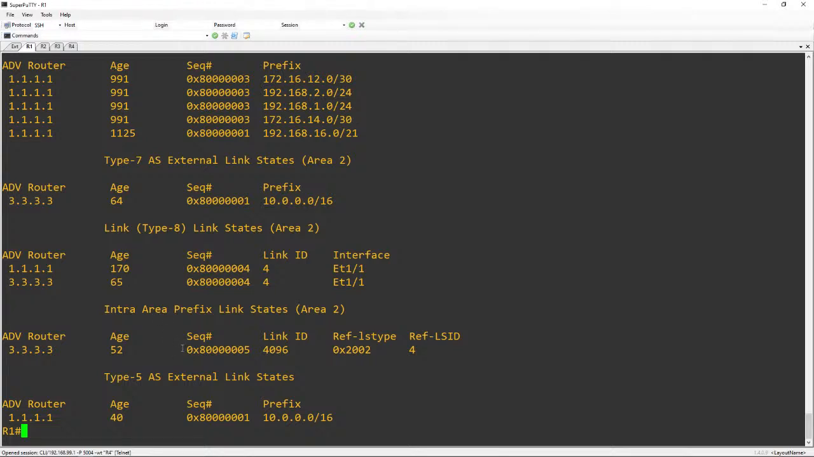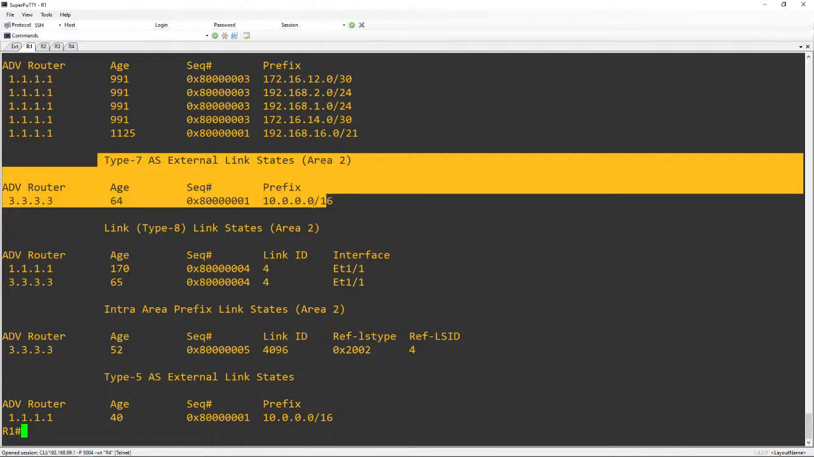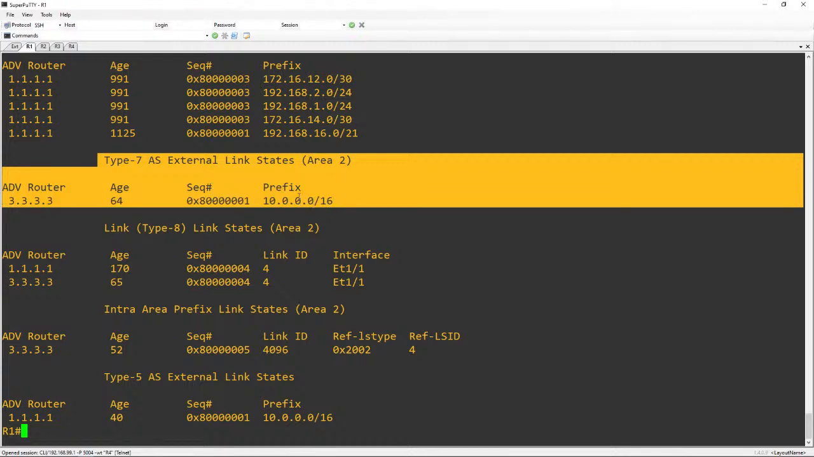Where's my type 7s? Right here. So I'm getting these type 7s. Type 7 is exactly the same thing as a type 5. It's just an external LSA inside of a special area type. Special areas are not supposed to have external routes by definition, but this is an exception to the rule.